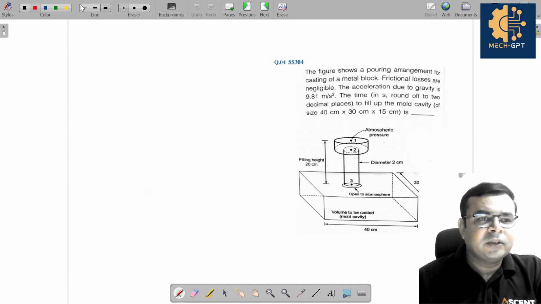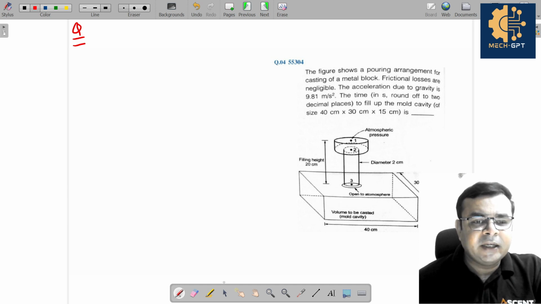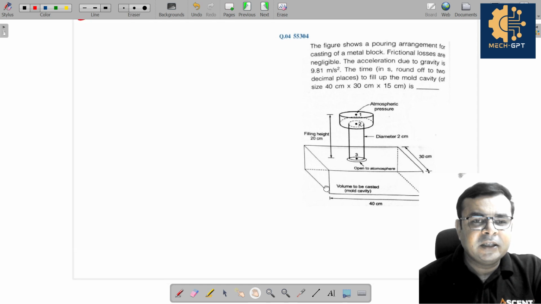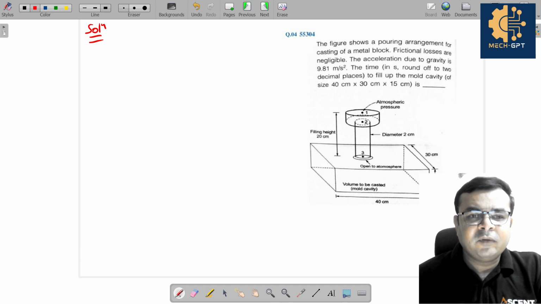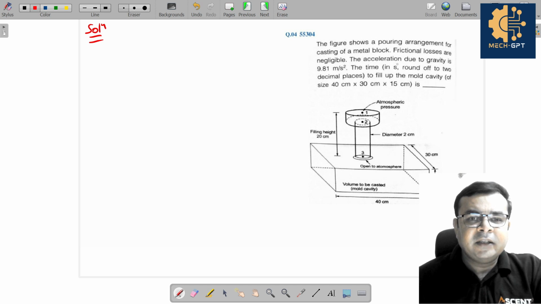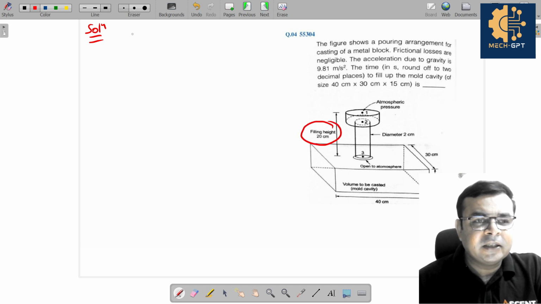Okay, so let's see another question. The figure shows a pouring arrangement for the casting of a metal block. The friction losses are negligible. The acceleration due to gravity is 9.81 meter per second square. The time is in seconds. So you can see this is the casting. This is the pouring basin, and you can see this height is nothing but Ht, which is equal to 20 centimeter.